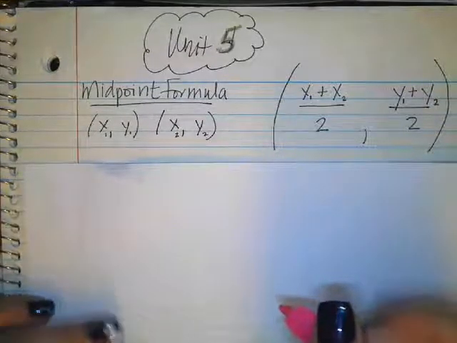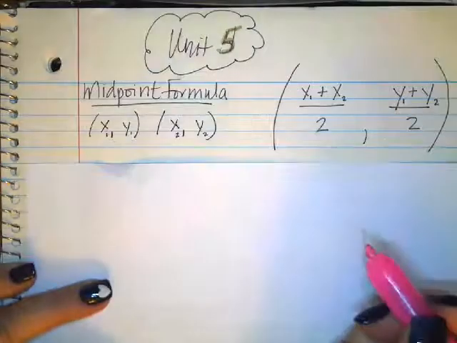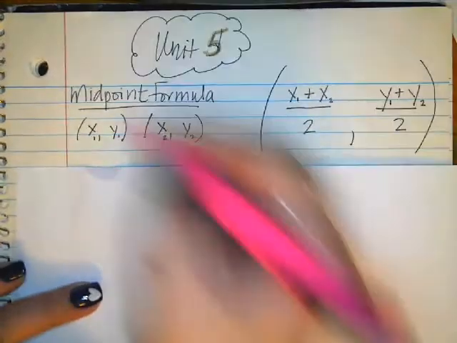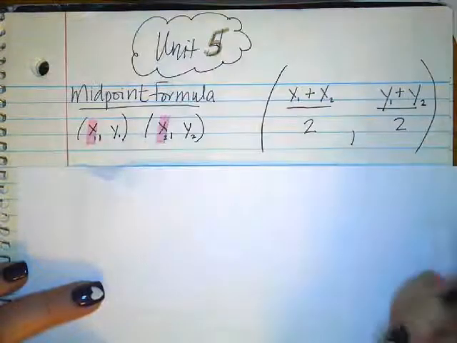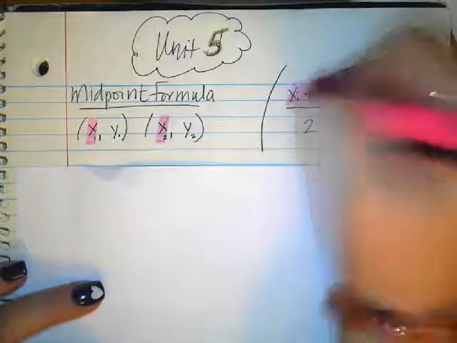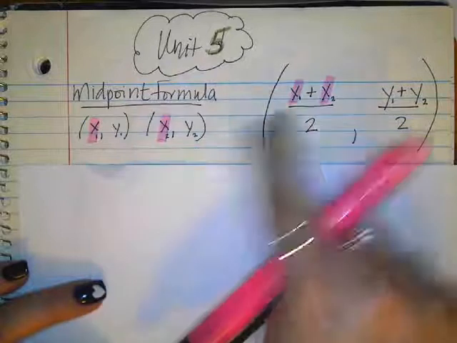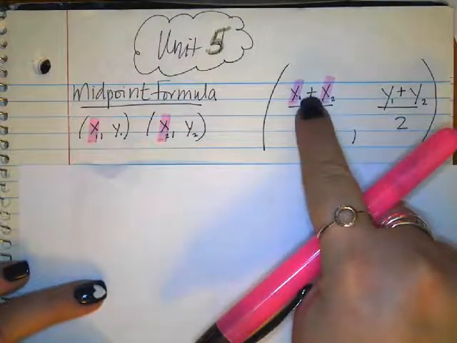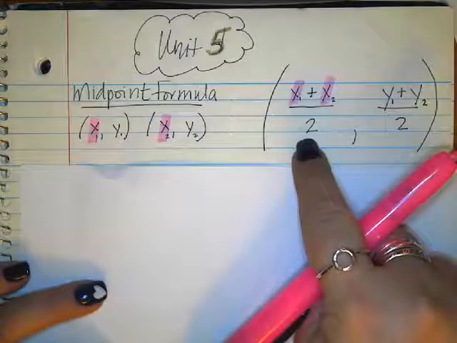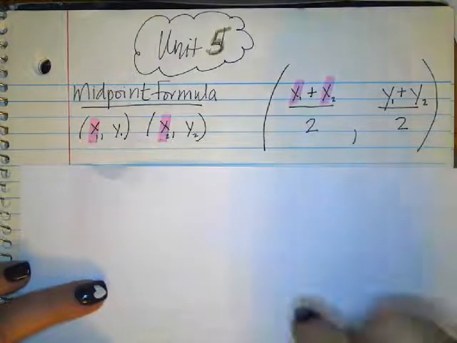All right, in our Unit 5, we've been working specifically on the midpoint formula. And the midpoint formula, we're going to look at both of our x values and put them into our formula here. We're going to take both of those x values, add them together, and then divide by 2 to find our x value.